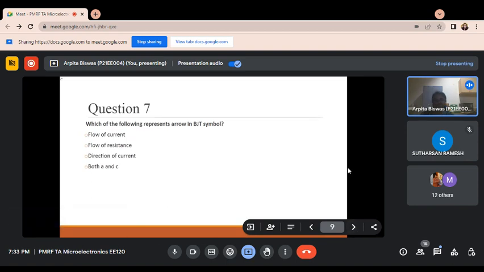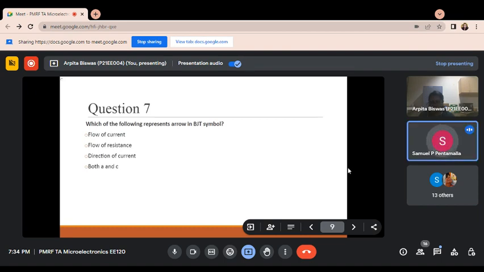This is question number 7. Which of the following represents the arrow in the BJT symbol? Flow of current, flow of resistance, direction of current, or both A and C? So what is the right answer? Ma'am, both A and C, I think. Flow and direction of current. Okay. Anyone else? I think only flow of current. The flow of current is represented by the arrow in the BJT symbol. Okay.